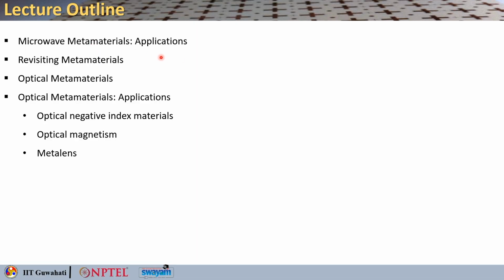So, here is the lecture outline. We will briefly look into the applications of microwave metamaterials, which we could not cover in detail in the previous lecture. We will revisit metamaterials, some fundamental concepts again, and then we will move on to optical metamaterials. We will discuss some interesting applications of optical metamaterials, including optical negative index materials, optical magnetism, and metalens.